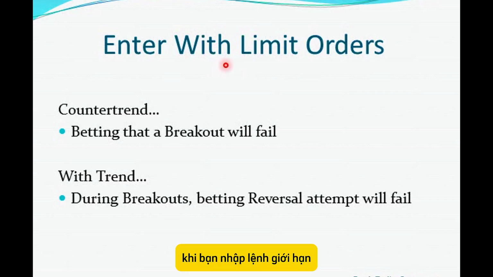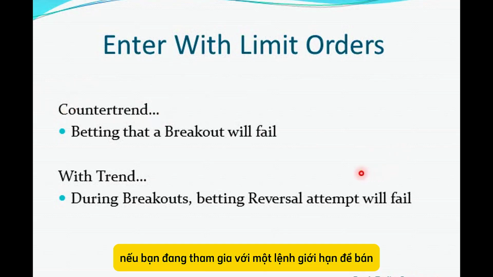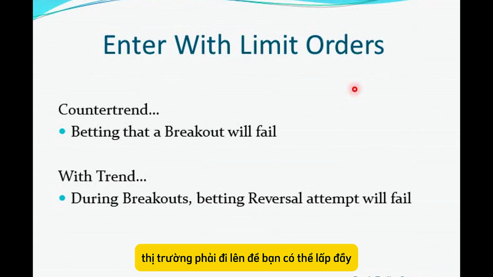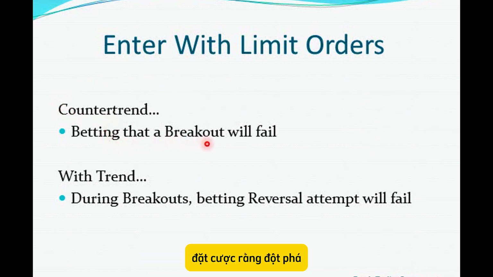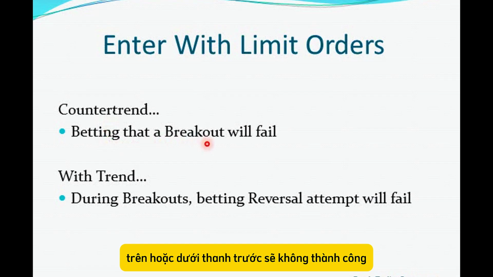When you're entering with limit orders, you're trading counter trend, right? If you're entering with a limit order to sell, the market has to go up for you to get filled. If you're placing a buy limit order, the market has to go down for you to get filled. So you're buying a falling market or you're selling a rising market. So you're trading counter trend, betting that the breakout above or below the prior bar will fail.